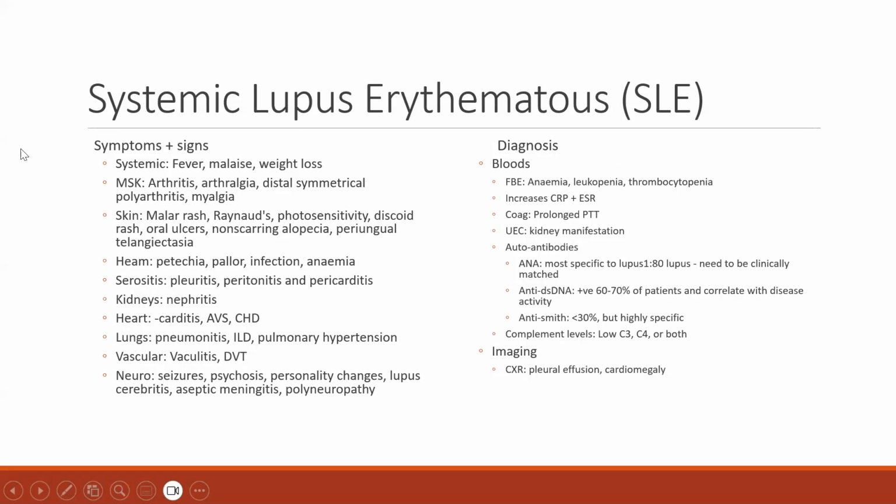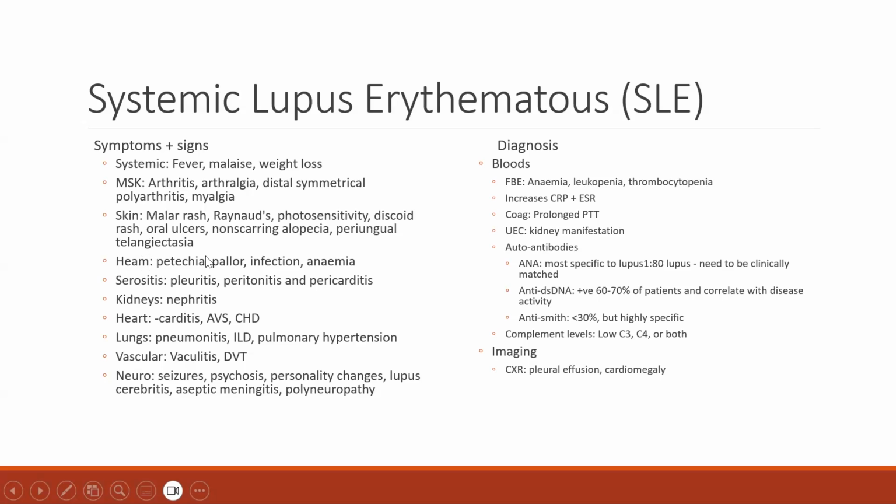So, symptoms. Systemic symptoms: we get fever, malaise, weight loss. MSK symptoms: arthritis, arthralgia, distal symmetrical joint pain and myalgia. Skin: we get malar rash, Raynaud's phenomenon, photosensitivity, discoid rash. Here, your typical butterfly rash on the face. We also get oral ulcers, non-scarring alopecia, hair loss, and telangiectasia.